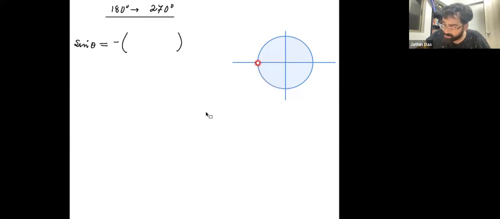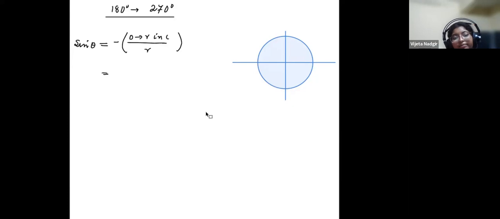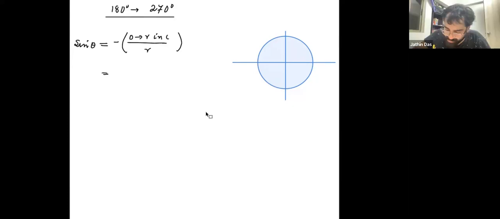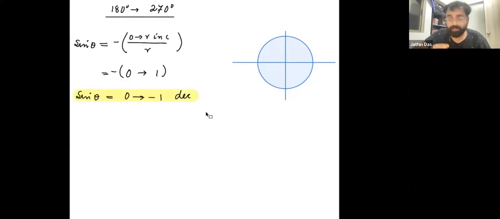What is the perpendicular distance? 0. What is the perpendicular distance? R. So it increases from 0 to R, divided by R. So that will be 0 by R, which is 0, to 1, with the minus outside. So basically it is going to decrease. 0 to minus 1 decreases. Which one? Sin theta. This much clear? Yeah. Very good.